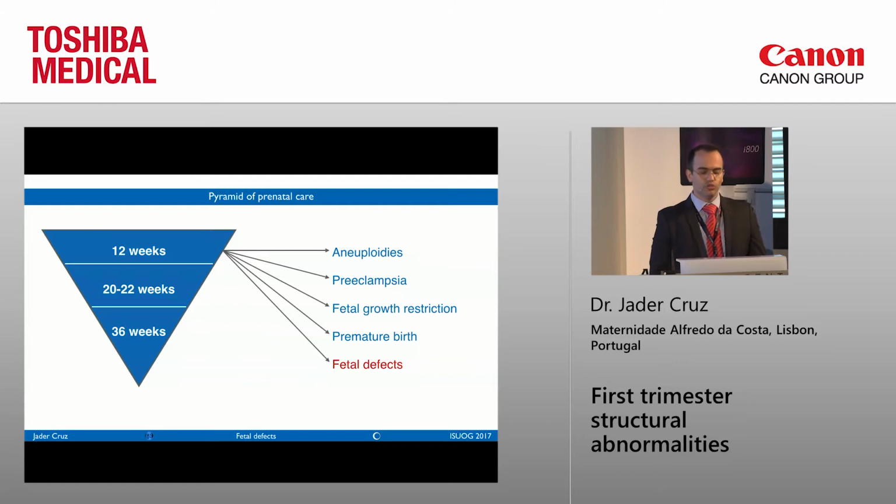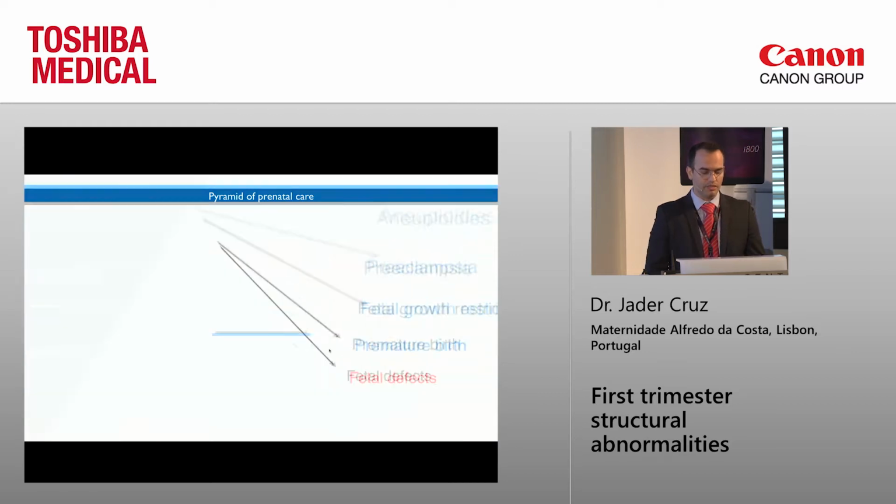It is true that you can, in the first trimester, screen for major structural abnormalities, for aneuploidies, for preeclampsia, for fetal growth restriction. You're going towards screening for premature birth already in the first trimester. And because we learn to see the baby in the first trimester, we learn the anatomy, we learn how to look at the structures, and then we can detect more of the major structural defects in the first trimester.